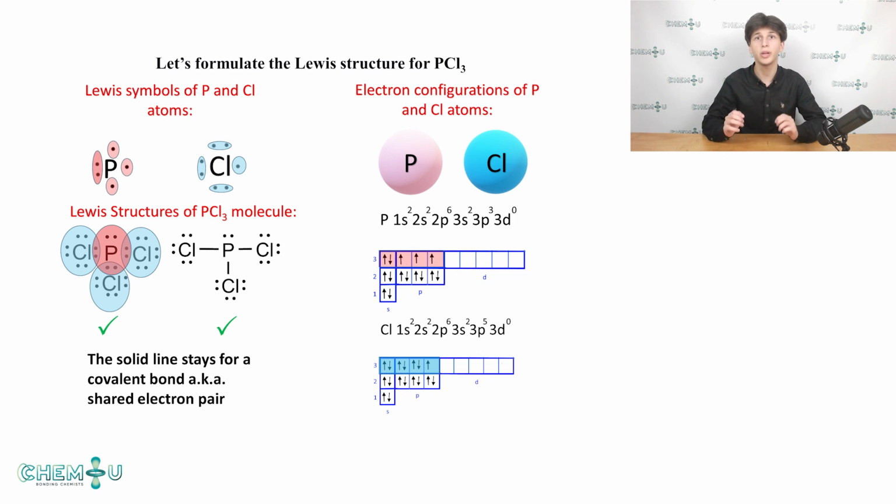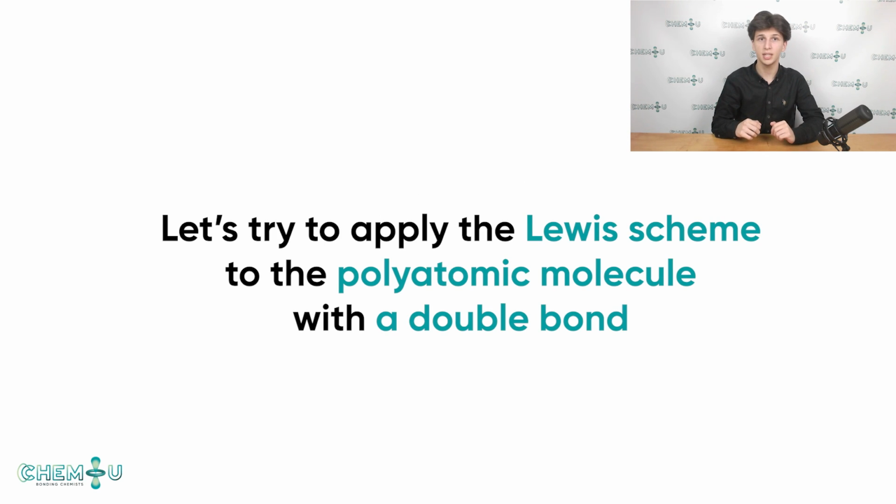Pay attention that we have an octet of electrons around all atoms and some lone pairs. This time I have circled all electron octets with corresponding colors so that you can see exactly how we count electrons. The last thing that we need to do is to substitute shared pairs with solid lines. Now, let's try to apply the Lewis scheme to the polyatomic molecule with a double bond, for example, ethylene.